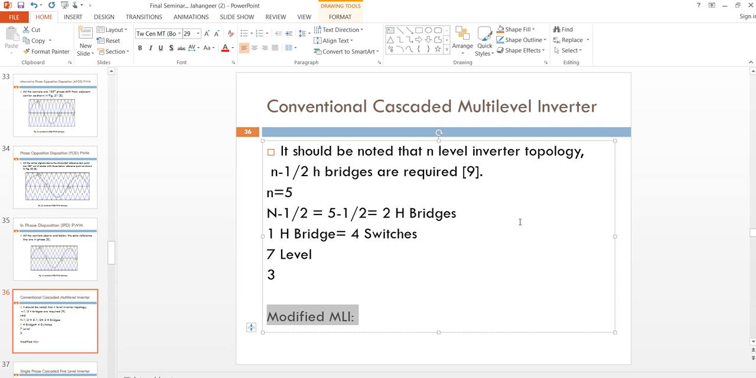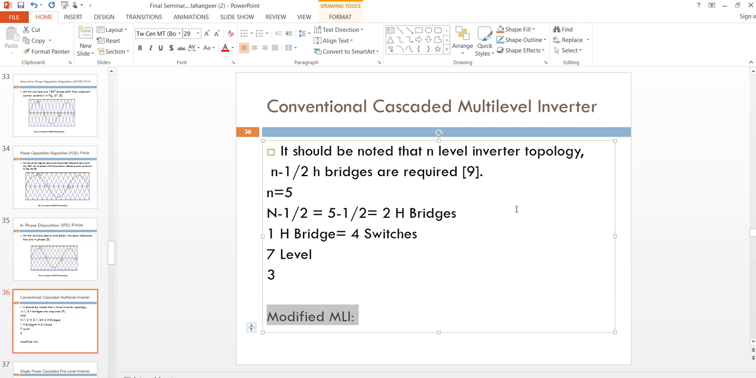In modified and conventional, the same percentage of THD is verified, but the advantage was that switching complexity is reduced. In 7 level, conventionally you require 12 switches, but in modified I optimized it and reduced it to 6. And in 9 level you require 16 switches, but in modified I implemented it with only 7 switches.